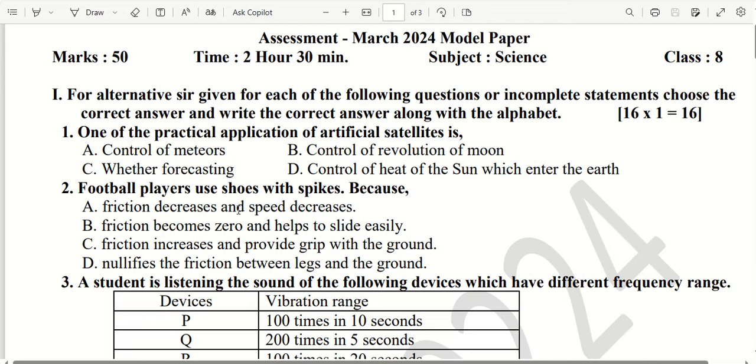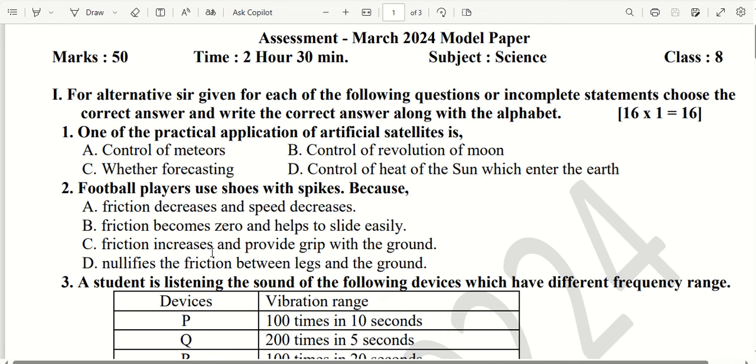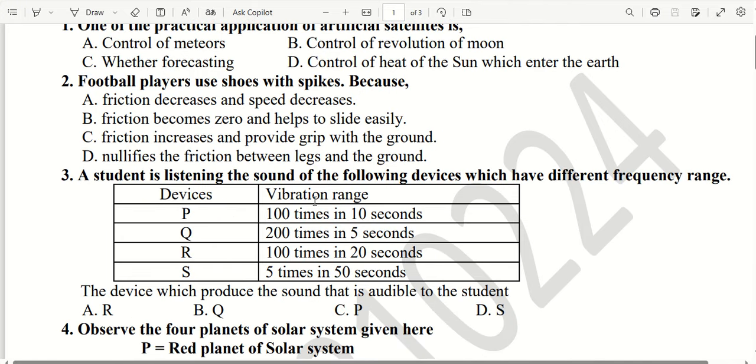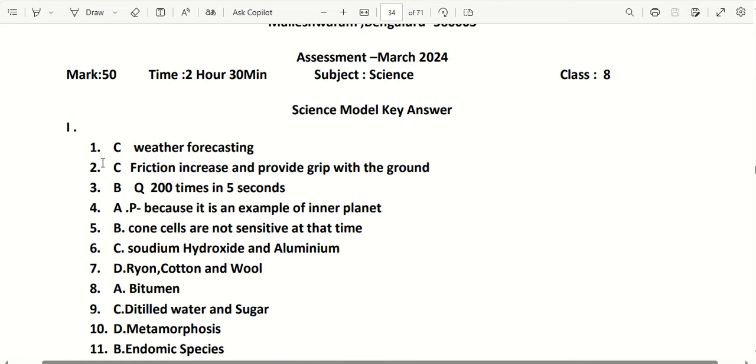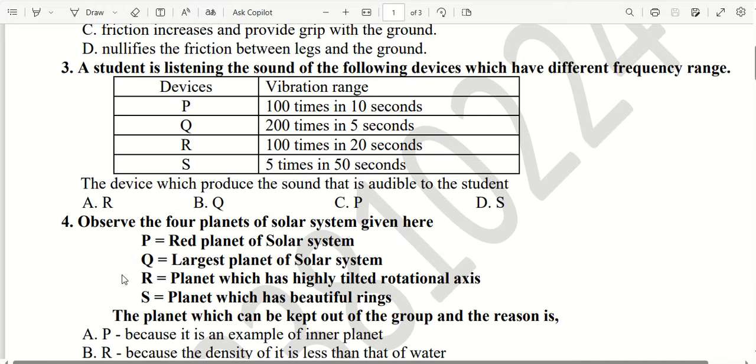Football players use shoes with spikes because friction increases and provides grip with the ground; option C is the answer. Next question: a student is listening to the sound of the following devices which have different frequency ranges. Option B, that is 200 times in 5 seconds, is the correct answer. Then we move on to the next one.